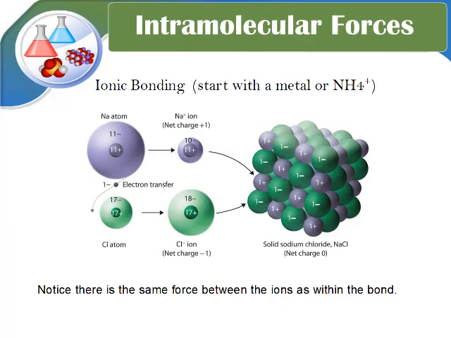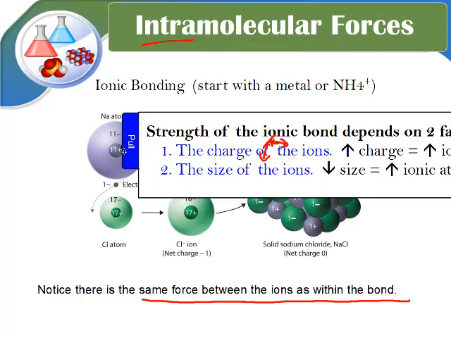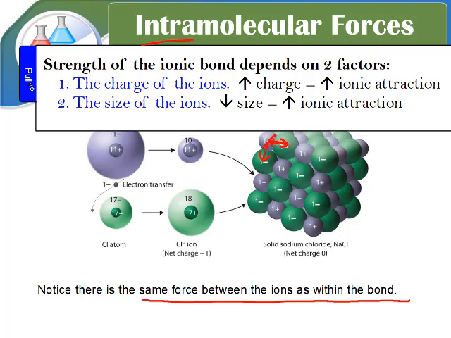Ionic bonding is a special case, though, because its intramolecular forces are the same as its intermolecular forces. So it's the same force between the ions as within the bond. So we have an intramolecular ionic bond, and we also have intermolecular ionic bonds. For ionic bonding, strength is determined by two things. The charge of the ions. The higher the charge, the stronger that attraction will be.